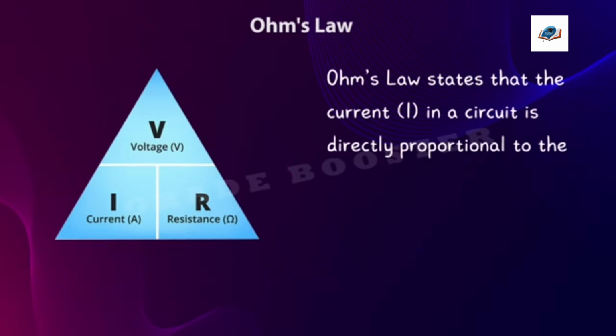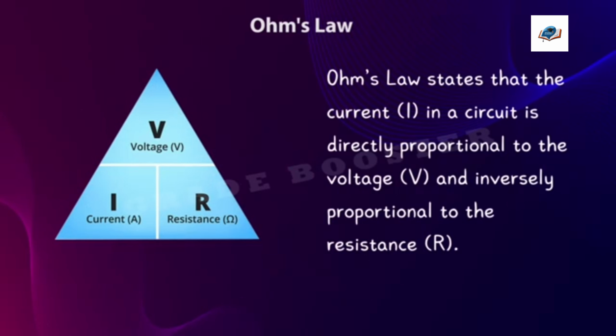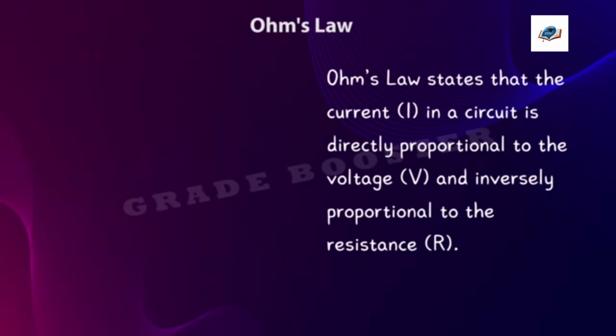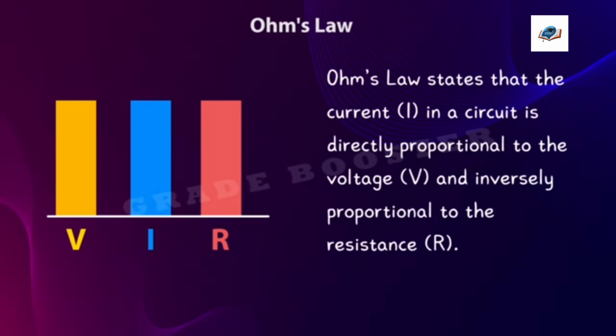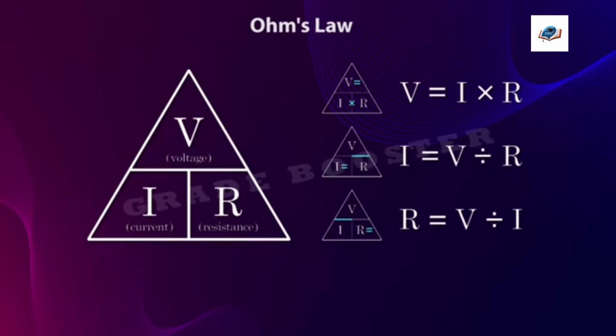Ohm's law states that the current I in a circuit is directly proportional to the voltage V and inversely proportional to the resistance R. In simple terms, if you increase the voltage, the current increases. If you increase the resistance, the current decreases. Mathematically, Ohm's law is written as V = I × R or I = V/R, where V is the voltage, I is the current, and R is the resistance. So if you know any two of these values, you can calculate the third one.